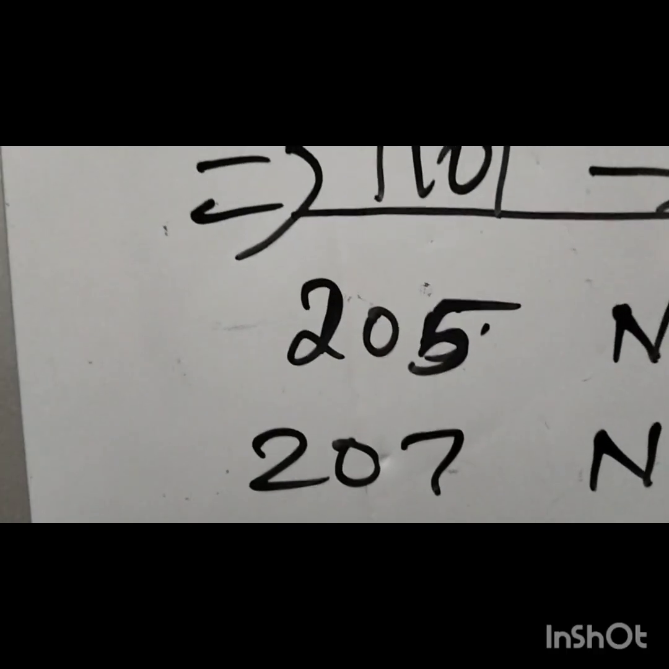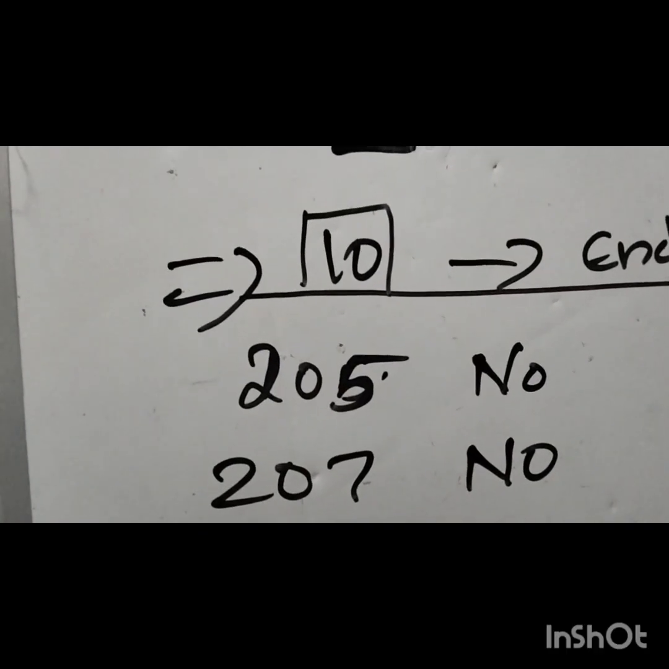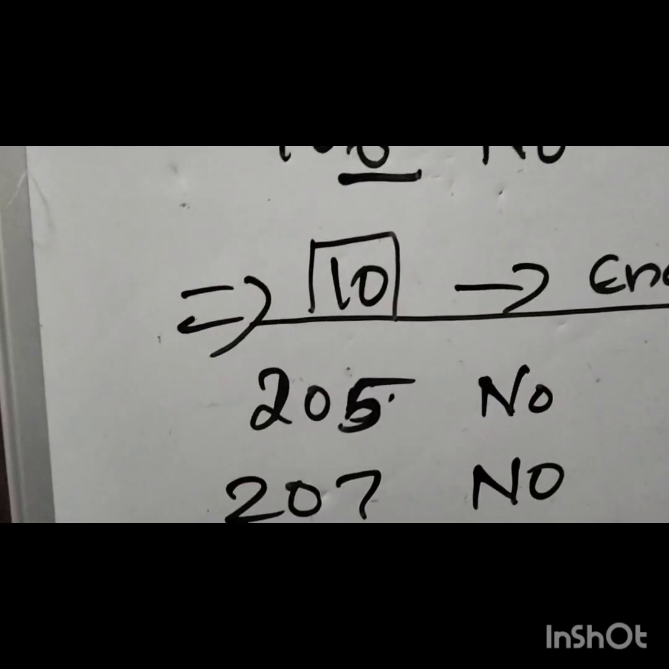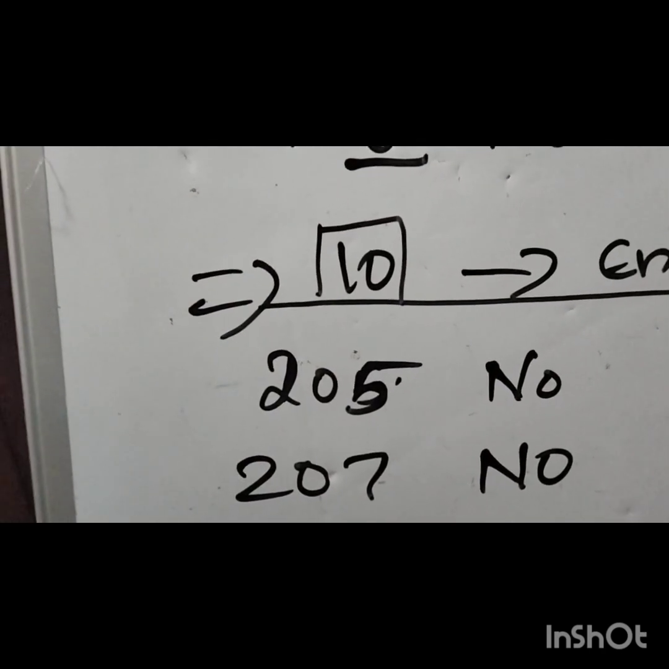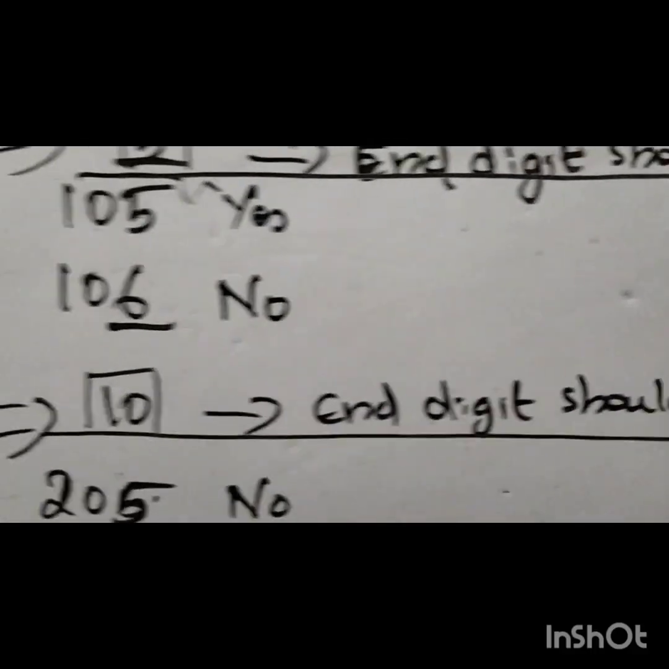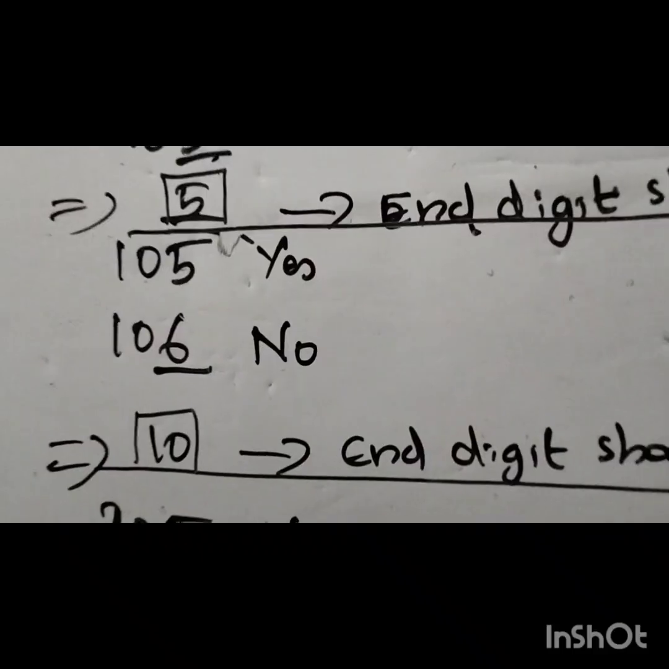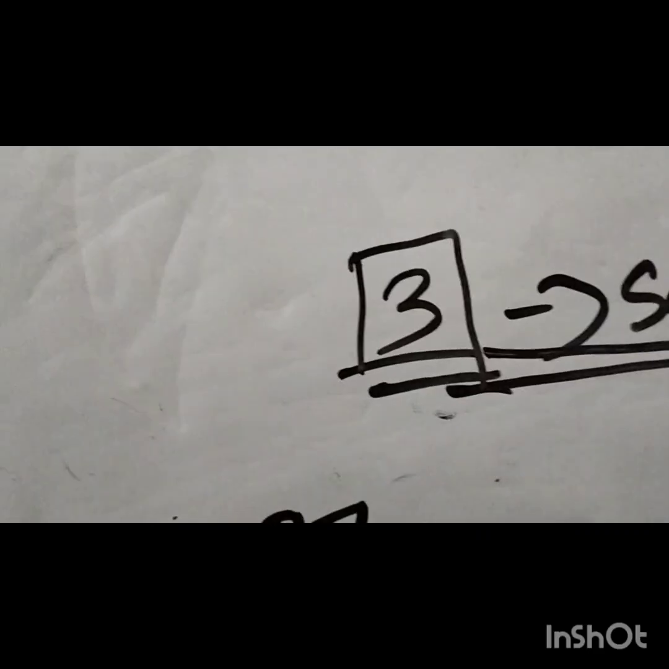So we know the divisibility rules of 2, 5, 10, etc. Once again: the divisibility rule of 2 is that the end digit should be even, of 5 that it should be 5 or 0, and of 10 that it should be 0. While looking at the digit, we can easily predict whether it is divisible by 2, 5, 10.